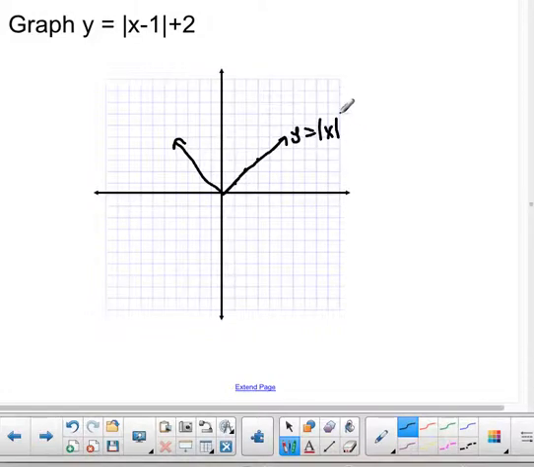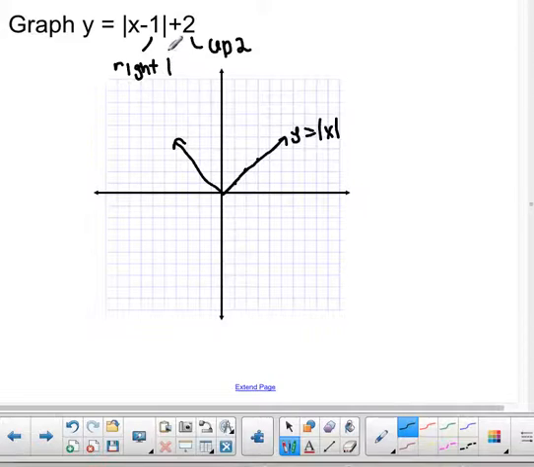Okay, so then I'm going to look at this graph. The plus 2 is going to tell me to go up 2. Okay, and the negative 1 in this case is going to tell me to go right 1.